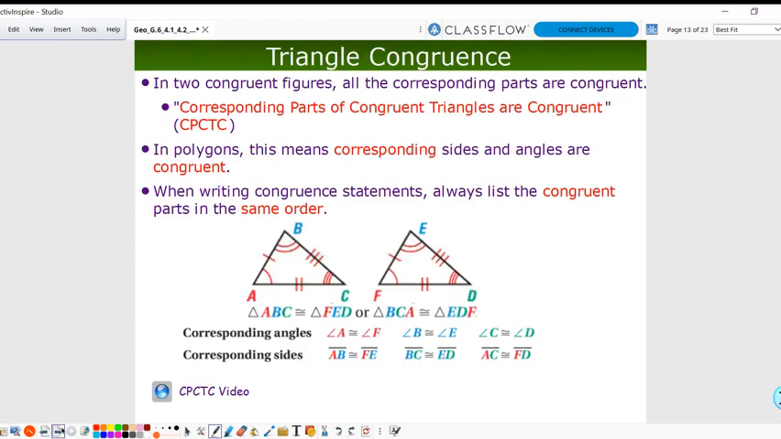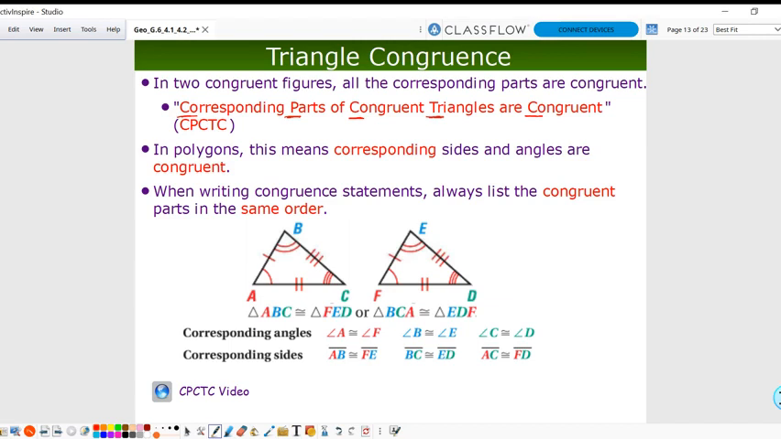We also have triangle congruence. If in two figures all the corresponding parts are congruent, this is the corresponding parts of congruent triangles are congruent statement. And we abbreviate that with the letters CPCTC, representing corresponding parts of congruent triangles are congruent. In polygons, this means corresponding sides and angles are congruent.